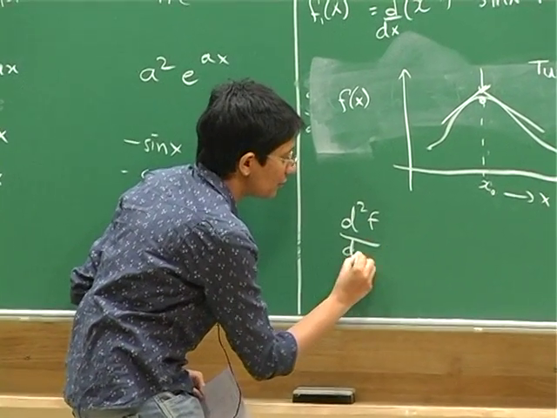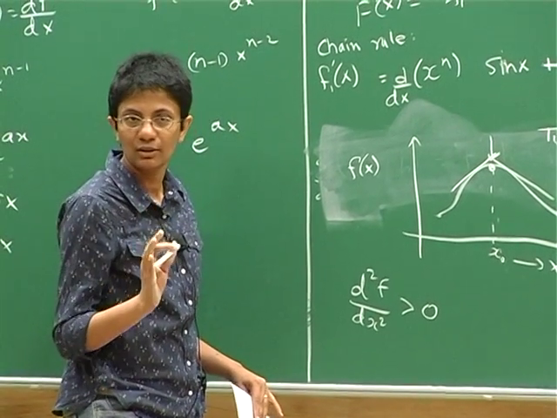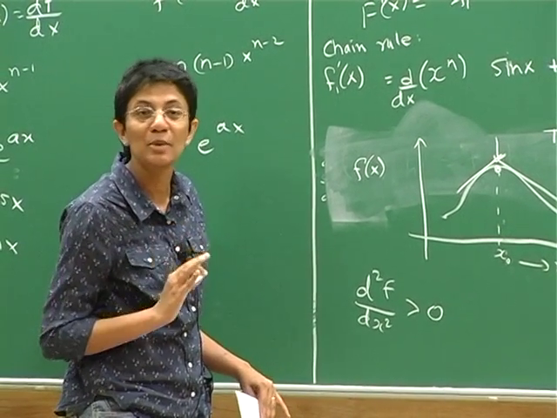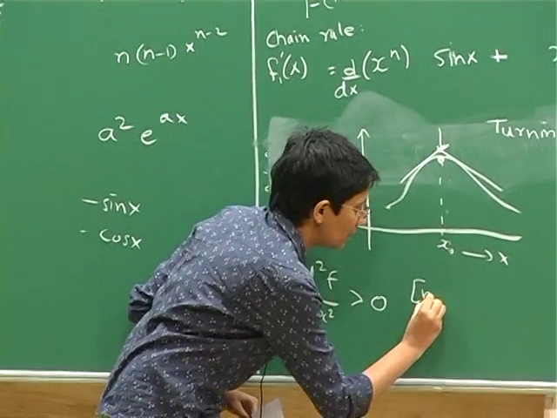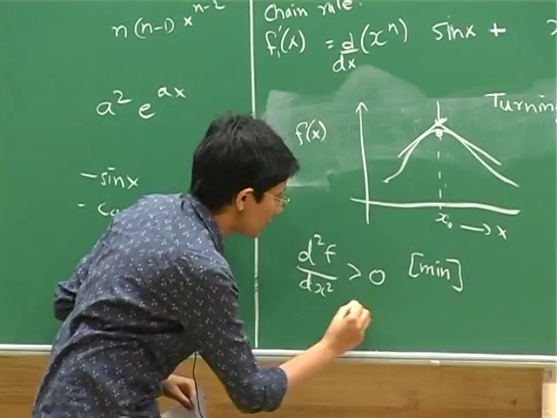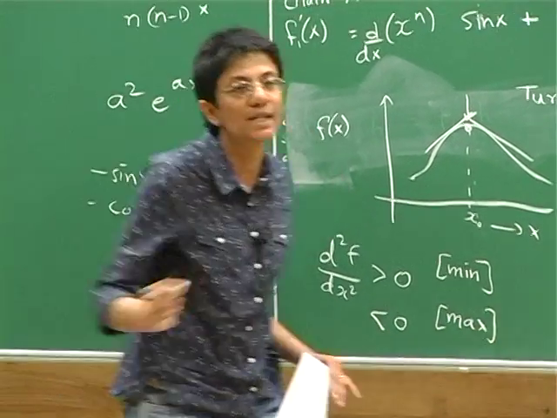Second derivative, if it's positive, then that x naught is, what's the result? Is it a minimum or maximum? Minimum. And if it is negative, it's a maximum. Let's do an example.